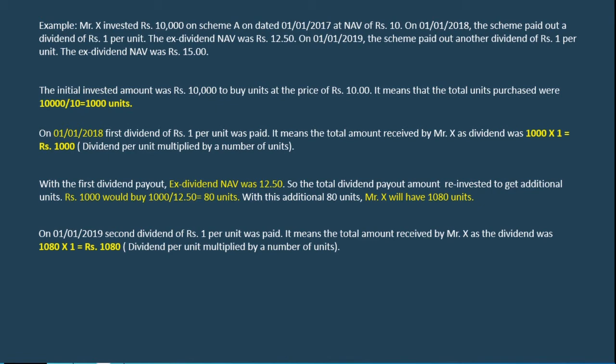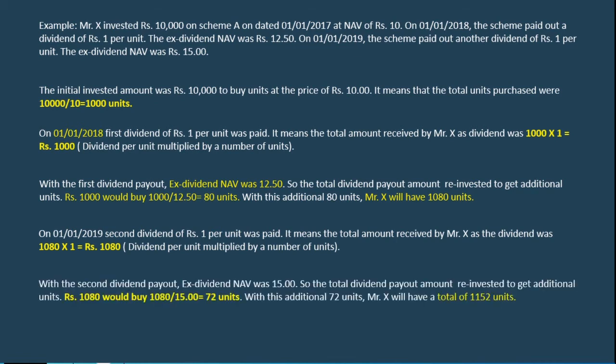With the second dividend payout, the ex-dividend NAV was rupees 15. So this total dividend payout amount is reinvested to get additional units. The total dividend value is 1080 and the ex-dividend NAV is 15. So 1080 will fetch 72 extra units for Mr. X. If I add these additional 72 units to Mr. X's portfolio, it will become a total of 1152 units.